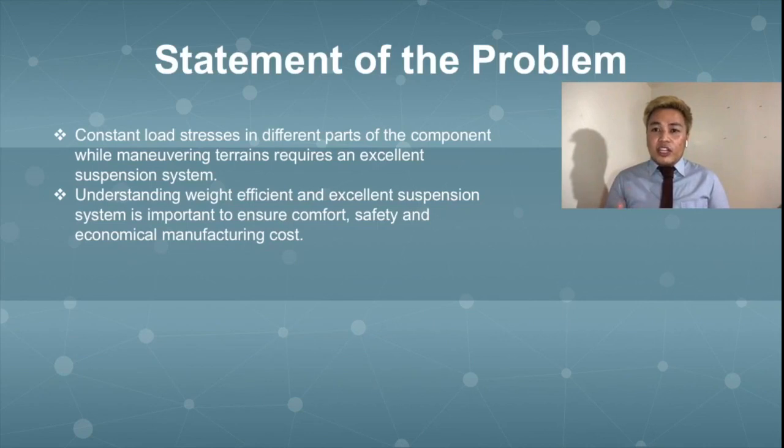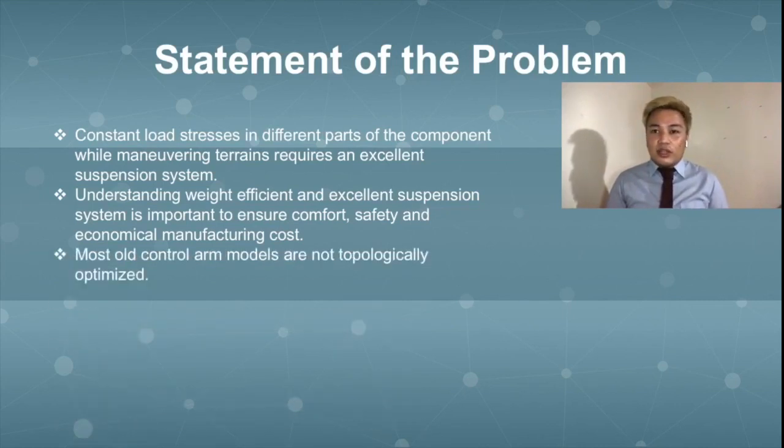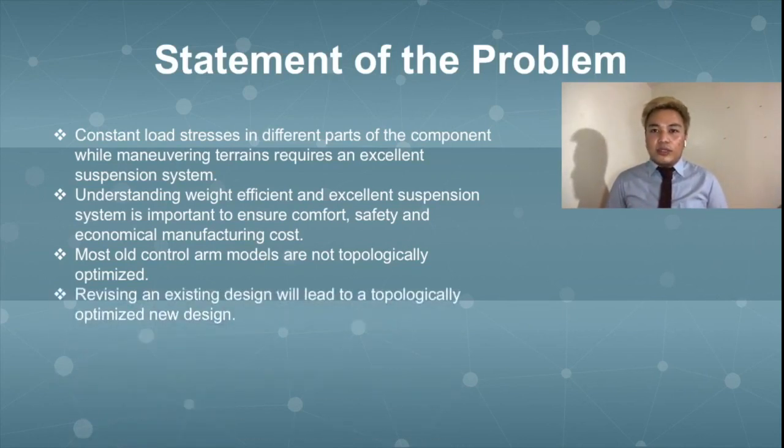And the material that we can save by performing optimization, we can create another component out of it. So we can be more economical. We are not wasting material on unnecessary parts of the component. And most old control arm models are not topologically optimized. Back then, during the old days, we know that most car parts were just molded on simple molds. They were carefully computed, yes, but they were not simulated on software because of the technological constraints back then. Also, revising an existing design will lead to a topologically optimized new design. That is for sure.